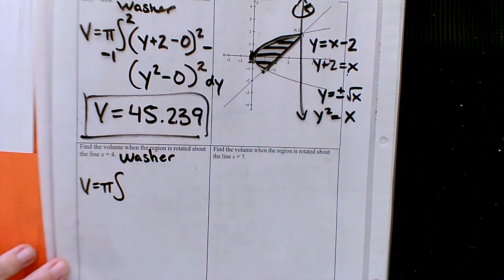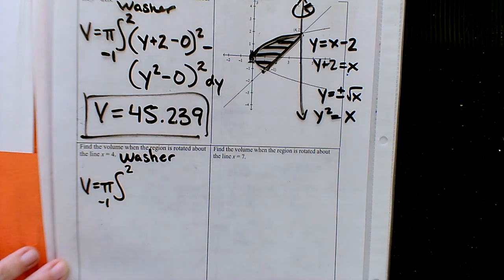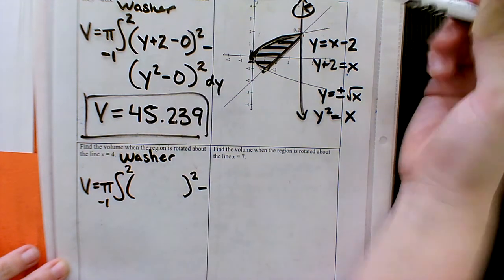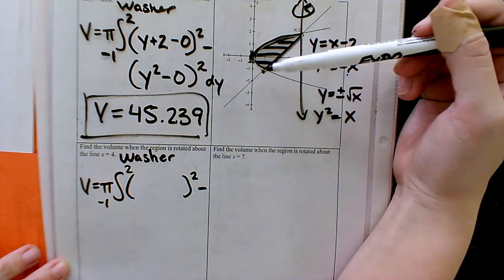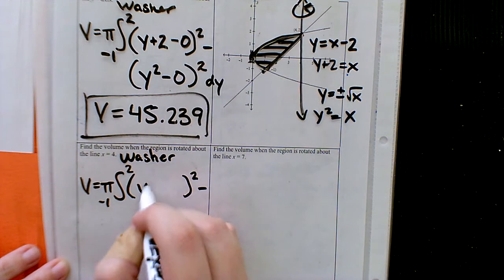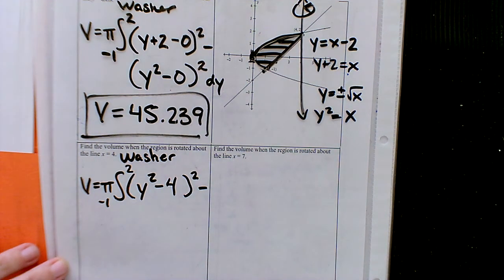Okay, we need pi r squared or some variation of that. So the pi's out front, bounds on the y-axis, -1 to 2. The outer function in relation to this new axis of revolution or rotation is the curve, and we said that was y squared. And now we have to subtract the axis that we are revolving around, which has that x value of 4.